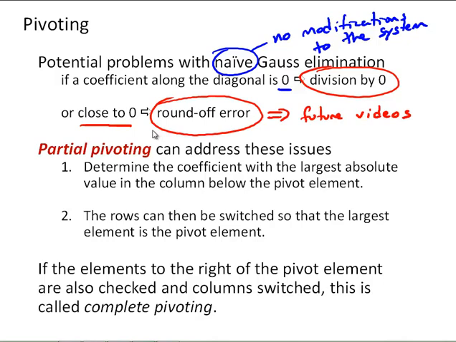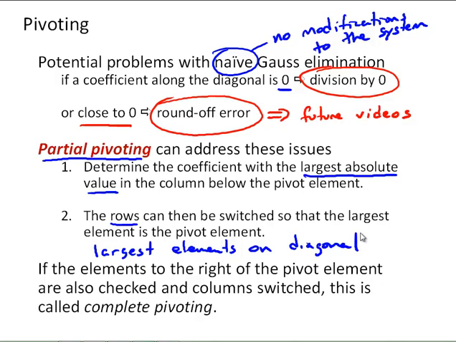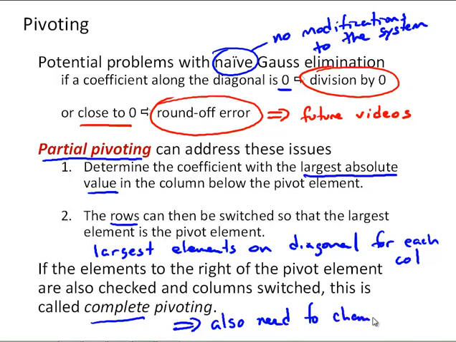But for the division by 0 problem and avoiding the close to 0 problem, we can address those with the idea of partial pivoting. And the basic idea here is to determine the coefficient with the largest absolute value in the column below the pivot element, and then switch the rows so that the largest element is the pivot element. So in other words, we want the largest elements on the diagonal, if we can. If we were to take the elements to the right of the pivot element and check that and switch the columns too, this would be complete pivoting. Sorry, that's for each column. If we did row pivoting as well, we would have all of the largest elements on the diagonal. But complete pivoting we don't usually do, because then we would also need to change the x vector.